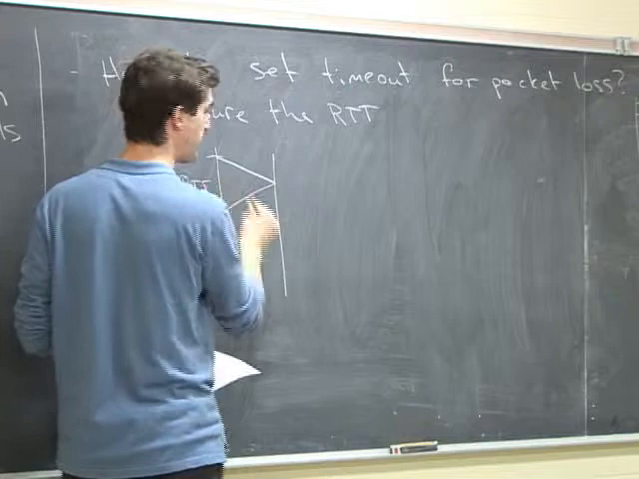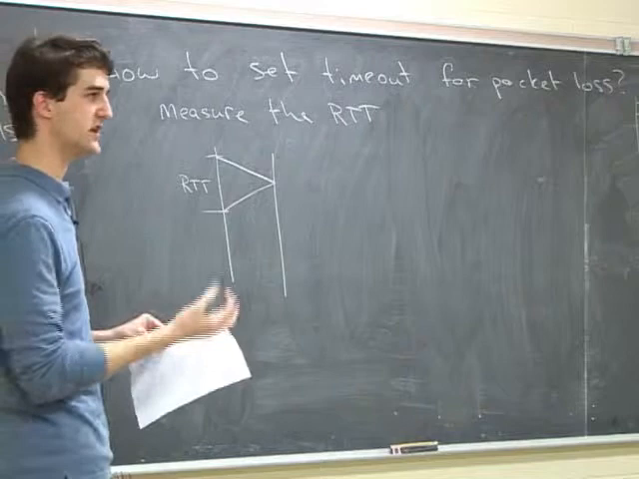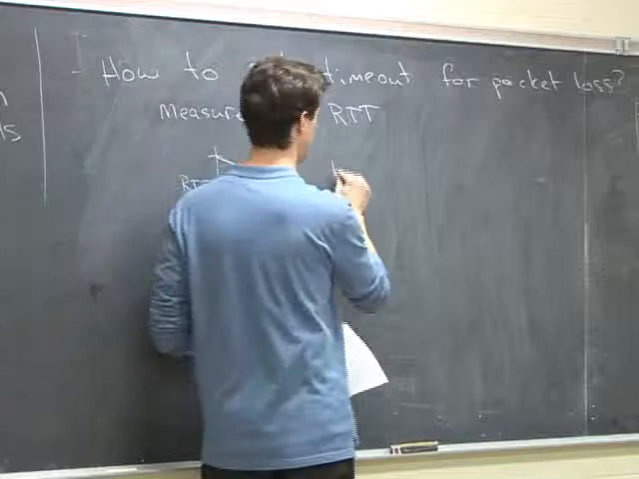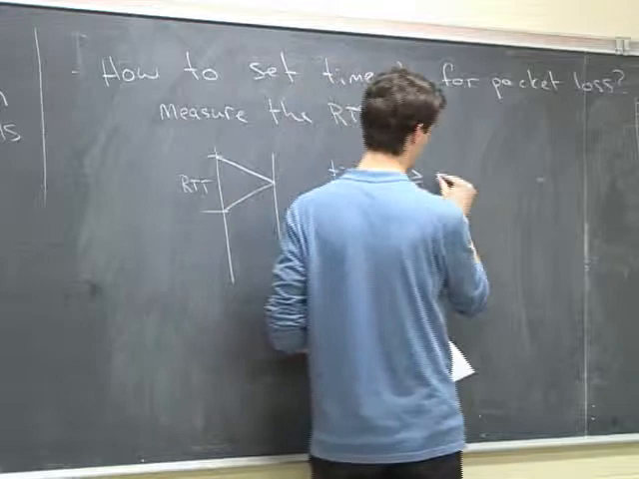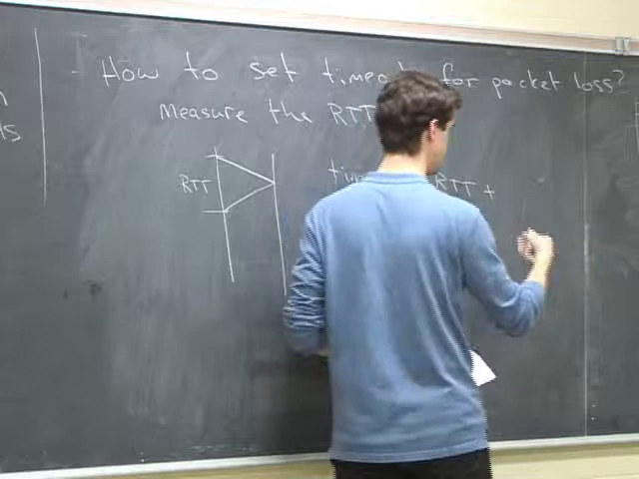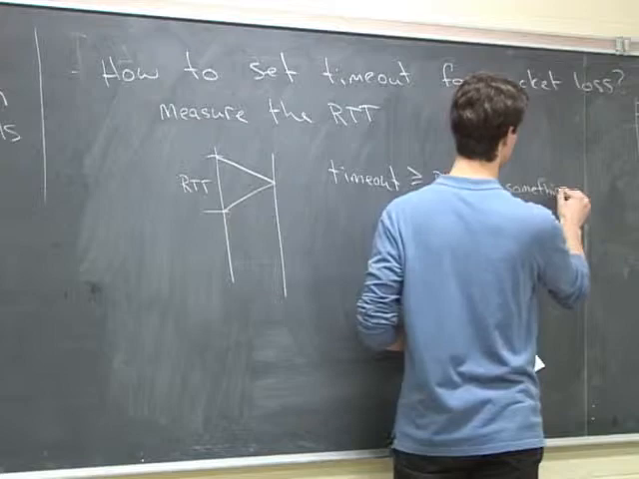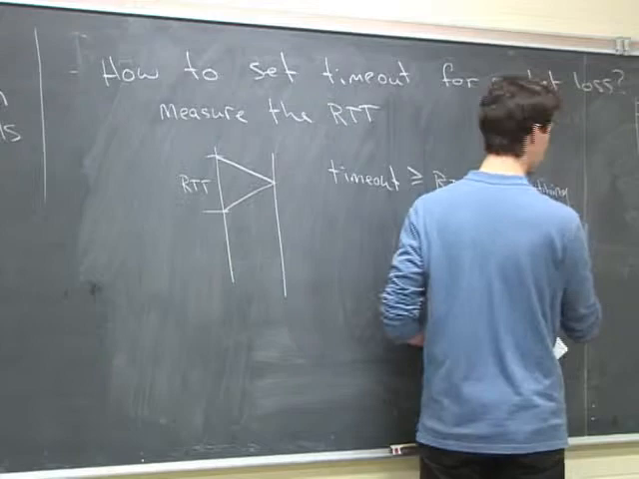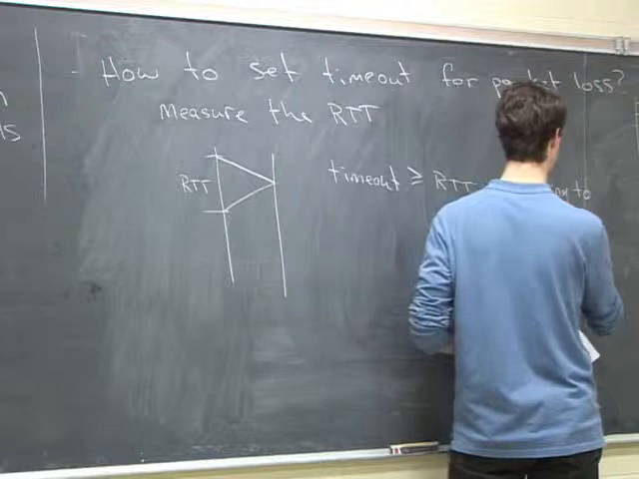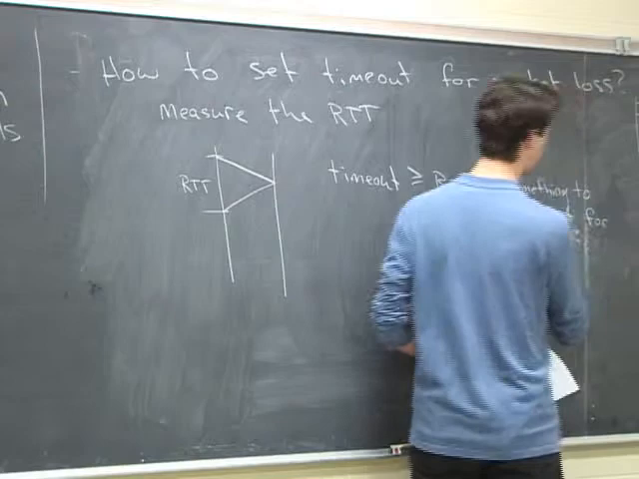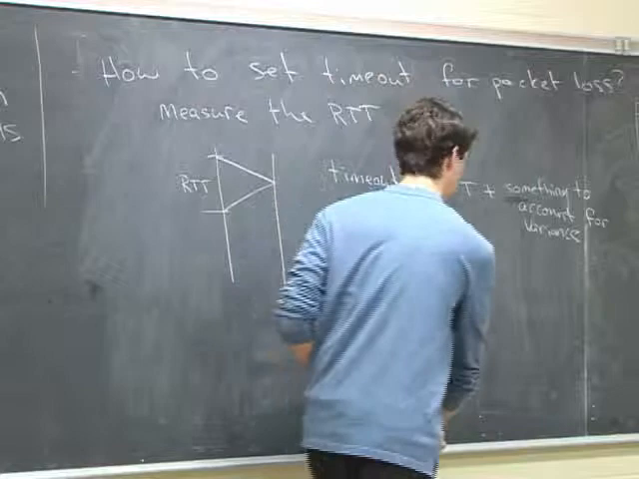And so as we're communicating with the other host, we measure what the RTT is, and then we set our timeout to always be slightly longer than this. So we have the timeout is greater than or equal to the round trip time, then plus something to account for variance. So I'm just going to say something, because you don't need to know exactly what this formula is. Just know that we add a little bit on there. If you really want to know, this uses a moving average. But you don't need to know that.